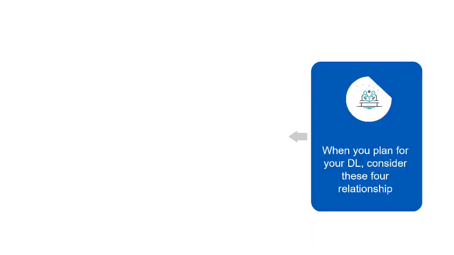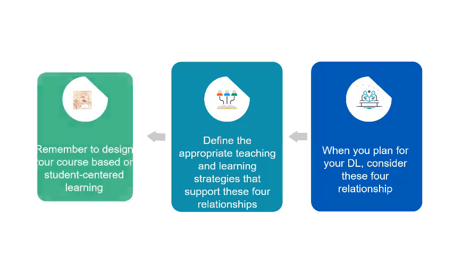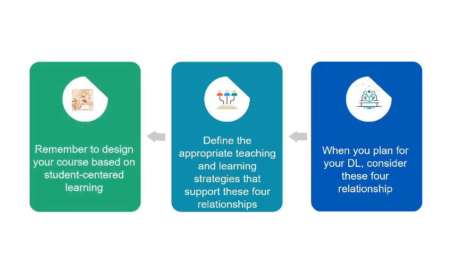So by knowing these four relationships, you will have realized how to plan your lessons with a list of appropriate methods for each relationship, to achieve a balance between them so that the learning and teaching process is more focused on the students and rich in learning. So when you plan online learning or distance learning courses, consider these four relationships, define the appropriate teaching and learning strategies that support them, and remember to design your course based on a student-centered learning approach.